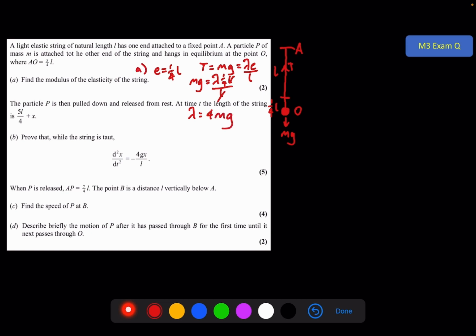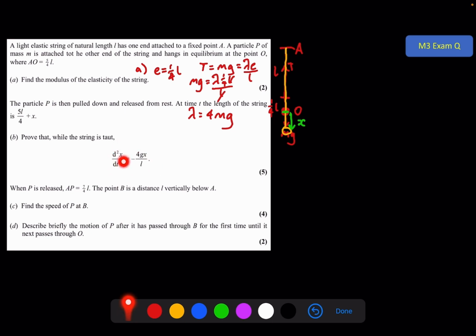That's part A. The particle P is then pulled down and released from rest. So now it's a little bit further down, released from rest. At time t, the length of the string is 5L/4 plus x. It's telling us something that we would naturally be doing anyway. We've got the natural length L, plus the quarter to get to O, plus the displacement from O, x. Prove that while the string is taut, this is true.